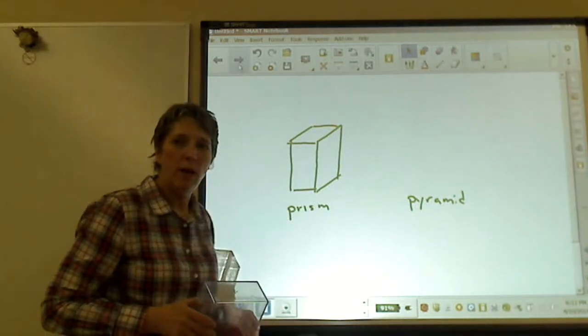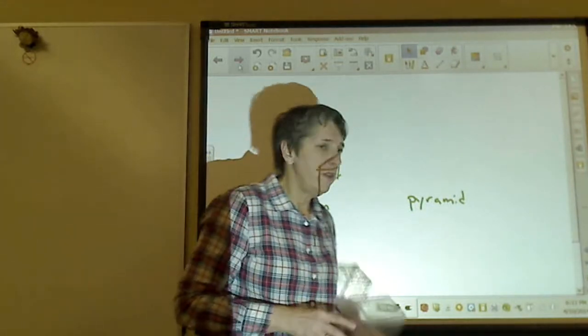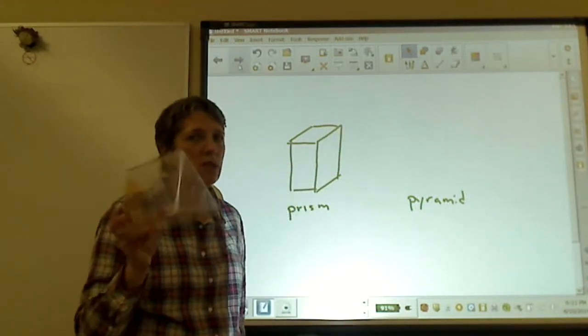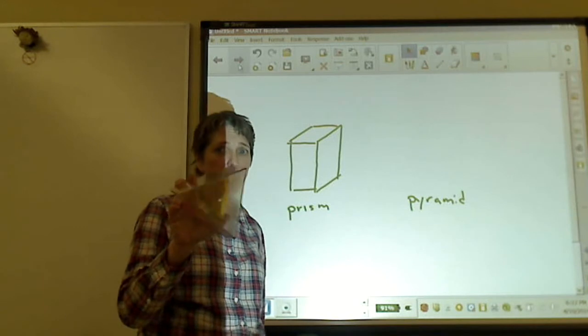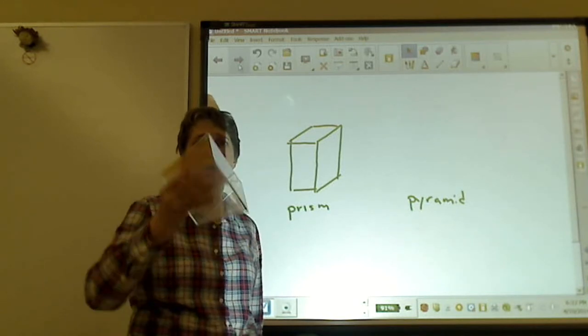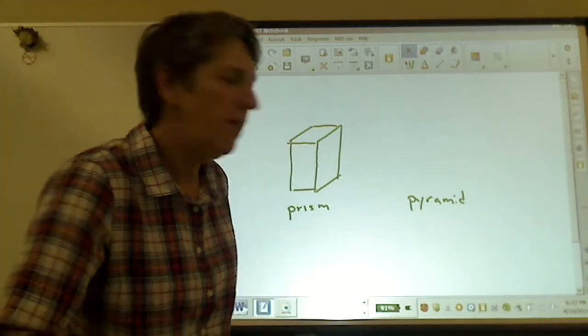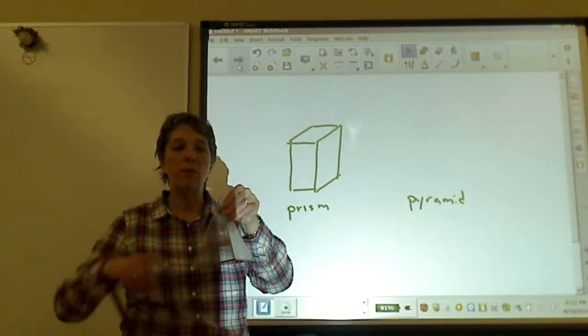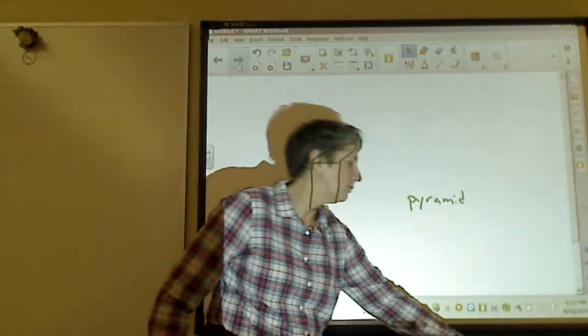And then the pyramid, I showed you, this is a triangular prism because there's a triangle on the base and a triangle opposite. And then we talk about this, that this is a triangular pyramid because it comes to a point. Okay.